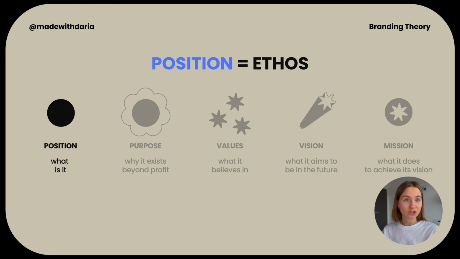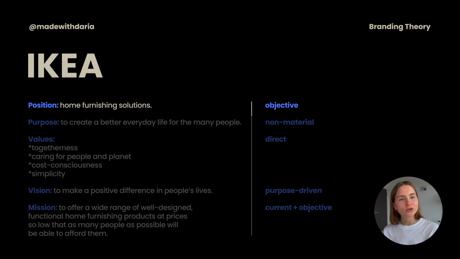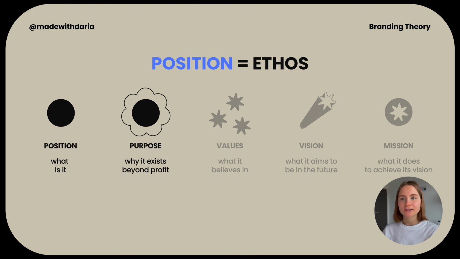First, the brand position identifies what the brand does at its core. Like the simplest way, if somebody were to ask you, what is this brand? And for IKEA, it's home furnishing solutions. As simple as that. It should be very objective, a couple of words, and that's it. That's the brand position.